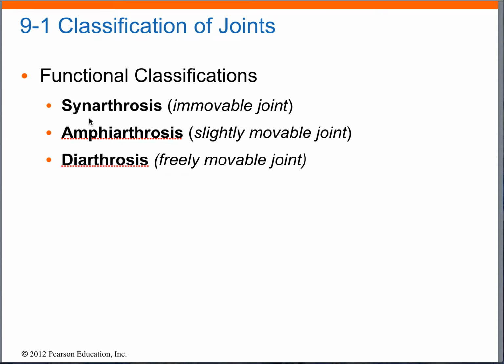Functional, synarthrotic. It is a sin not to help. So that's how I remember. These are immovable joints. These are people that are not helping. You're not doing anything. Synarthrotic joints include the sutures of the skull, the connection points between the skull.